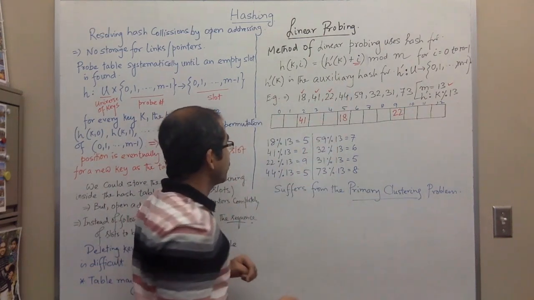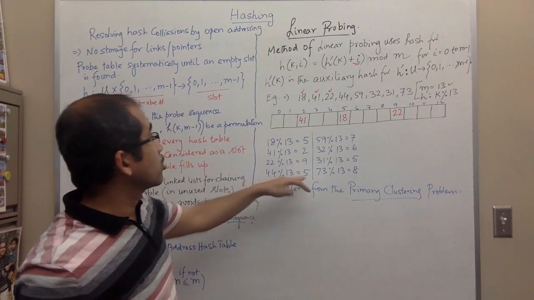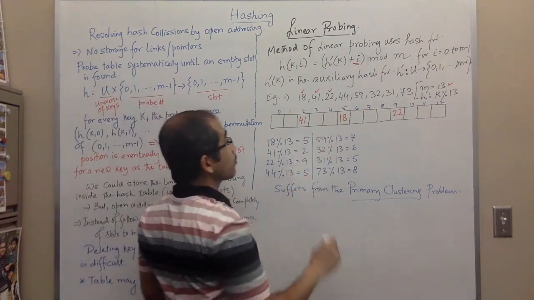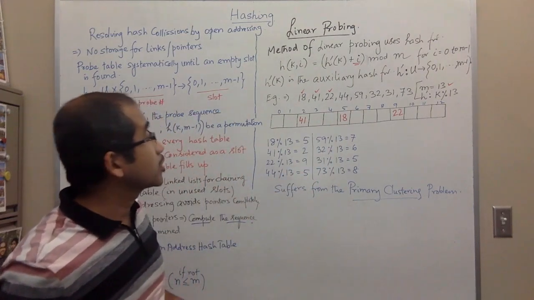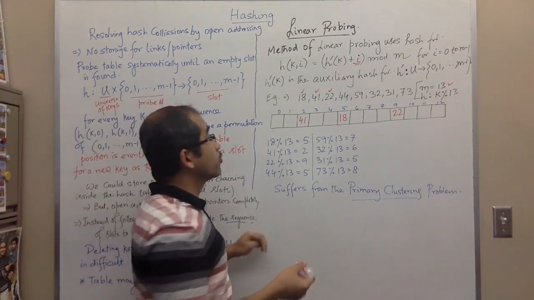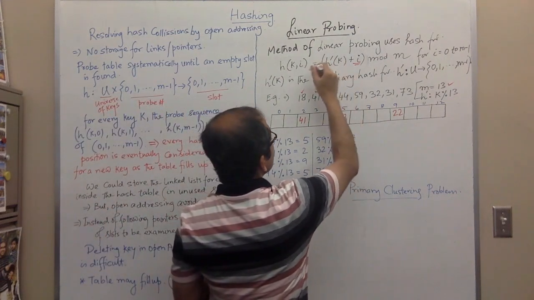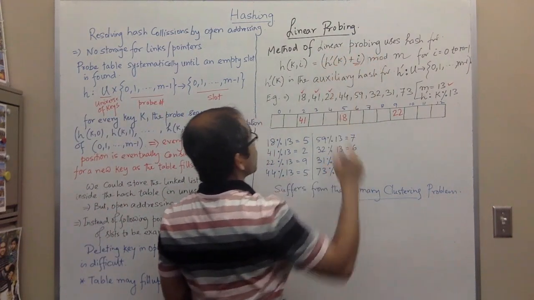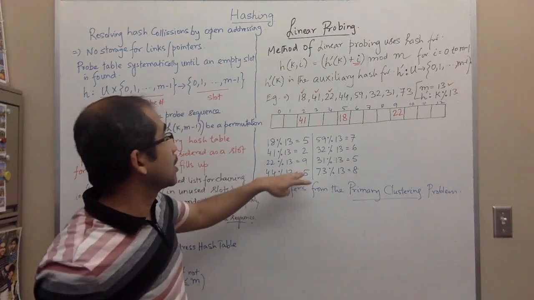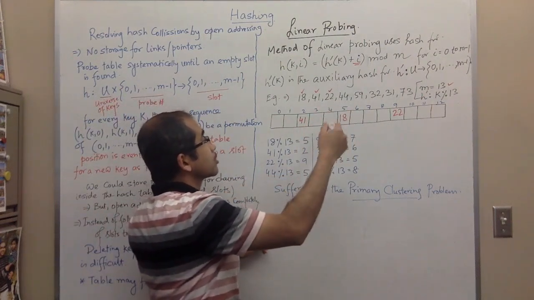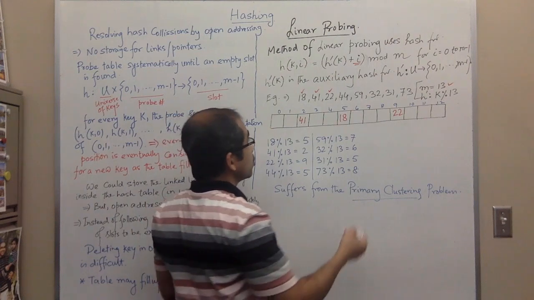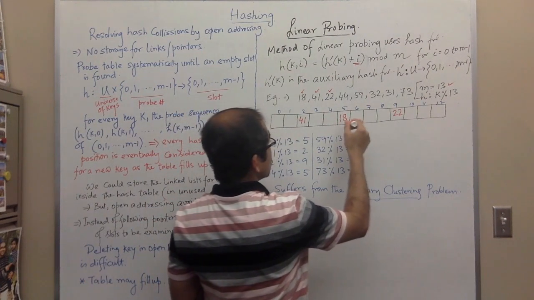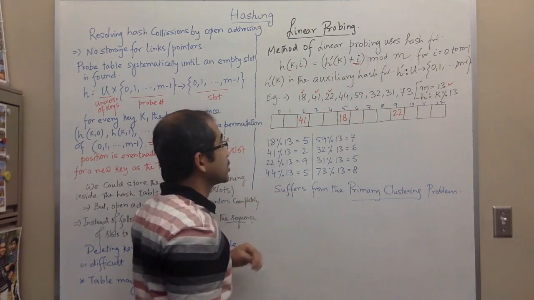Then comes 44. Now 44 modulo 13 is 5. When we go there, we find that's a hash collision. So what we do is try to find a position using h prime k plus i. The h prime k gives you 5. Now start from i equal to 0. So position 5 plus 0 is nothing.